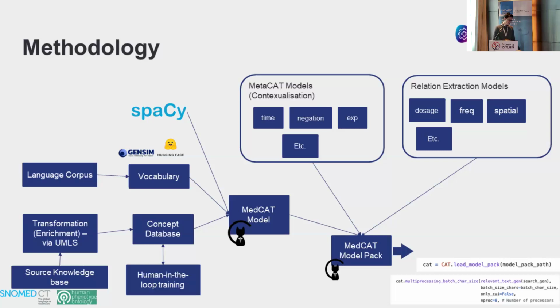And then cat multiprocessing allows you to perform extraction of the SNOMED CT terms, if that's the original source knowledge base you've hooked it up with, and obviously the vocabulary if you trained it with as well. The contextualization of those terms as well, using the MedCAT models, and then any relations between those terms as well.